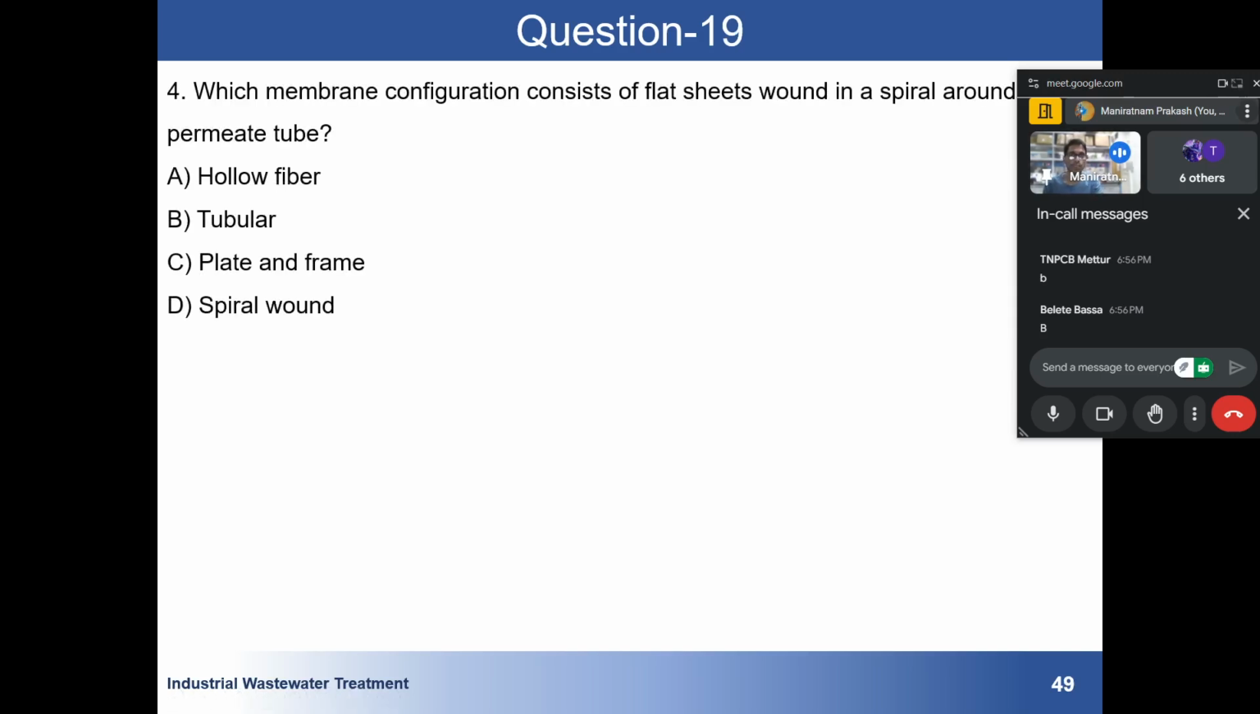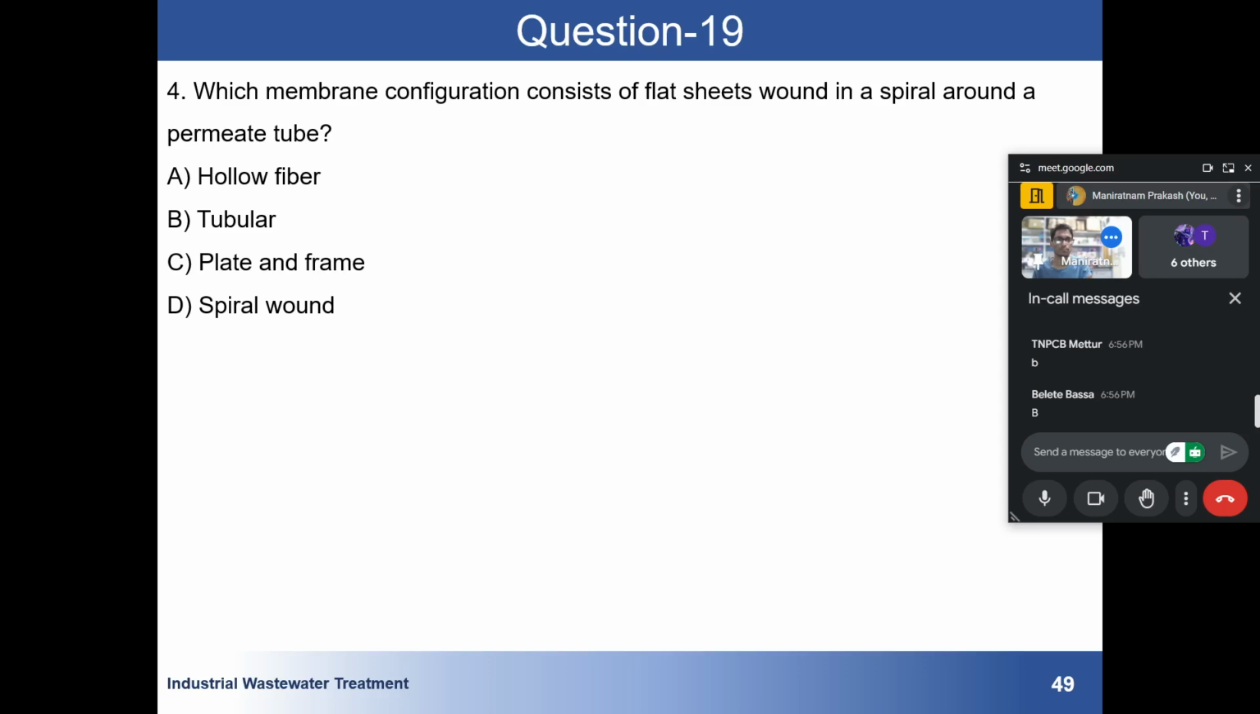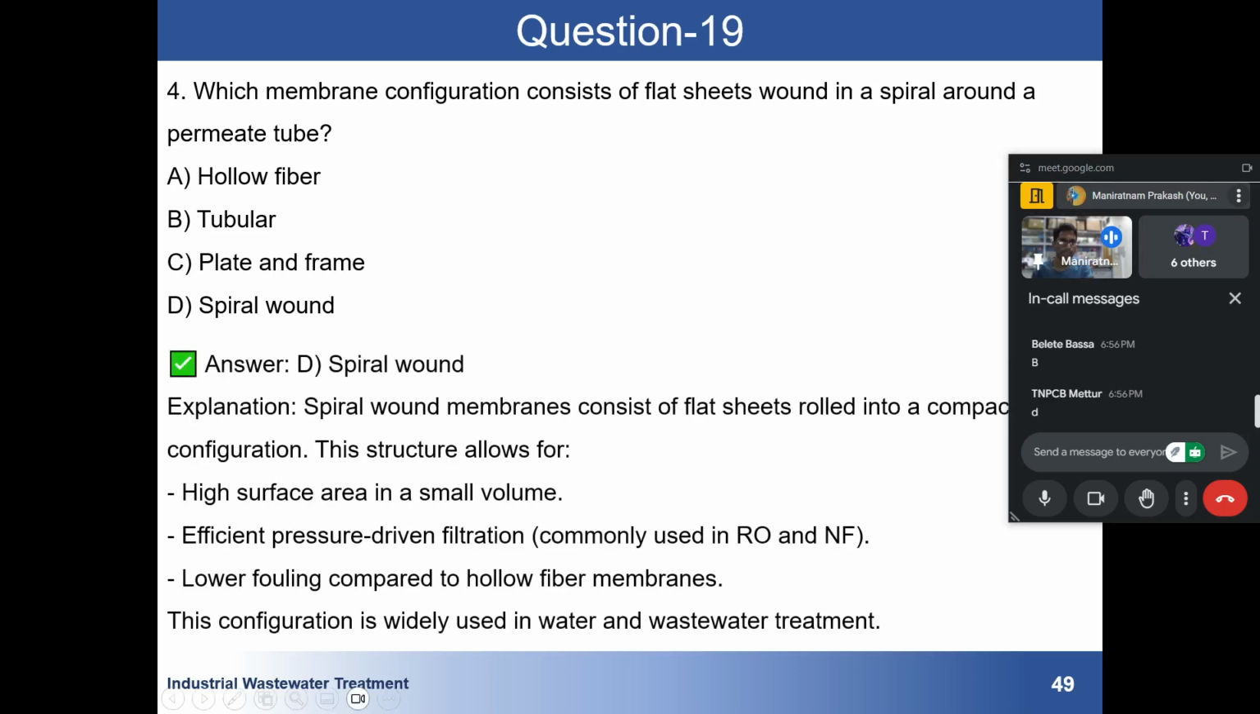Now, which membrane configuration consists of flat sheets bound in a spiral around a permeable tube? This is related to the structure of the membrane. From the name you can say it. The answer is D. As it says spiral around, and there is only one option with a spiral bond. It has high surface area in a small volume, is efficient, with low fouling compared to the hollow fiber membrane. These details are available in your PDF, the lecture notes.